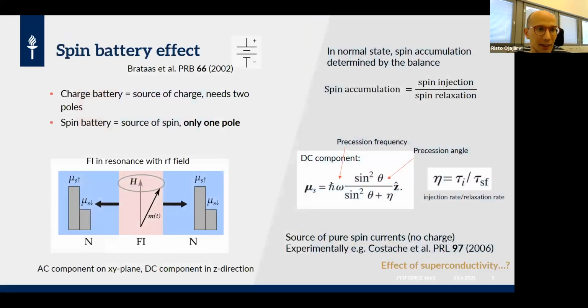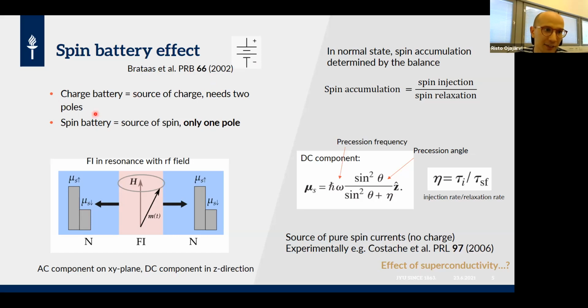Okay, and the title of the talk included this term, spin battery effect. And what do we mean by this? This is a concept by Pratas, and I'm not sure if Cherkovniak was also involved here. Probably he's one of the authors also.